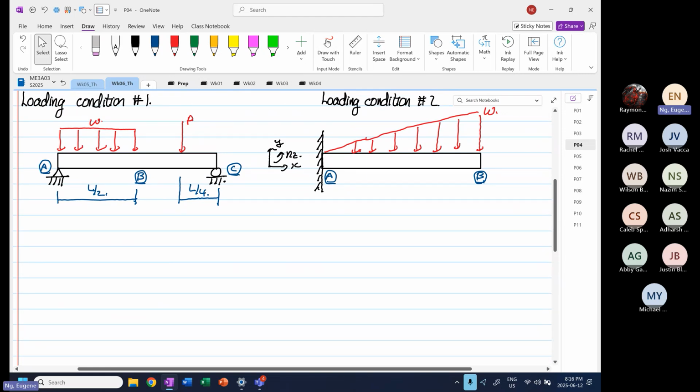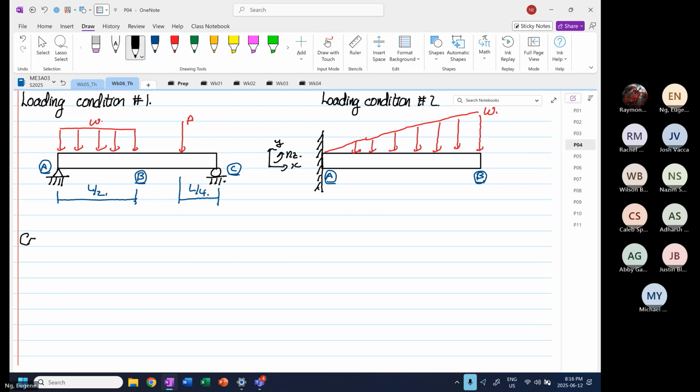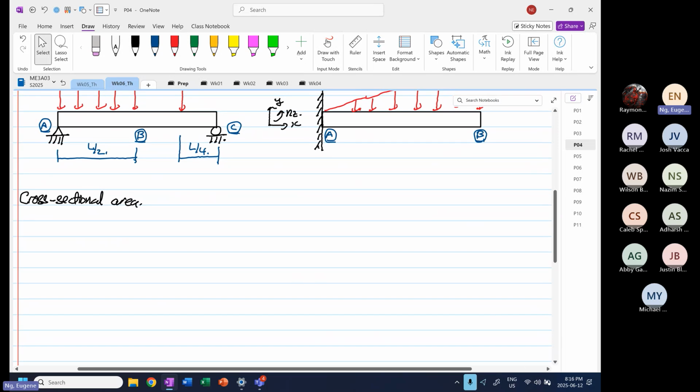We are also going to draw the cross-sectional area. Okay, and for the cross-sectional area, we are going to have three different types. So the first one, when we view the cross-sectional area, I'm going to draw a transformation.